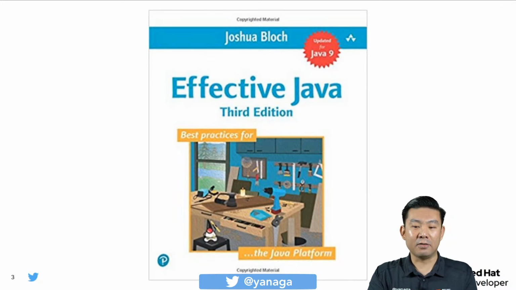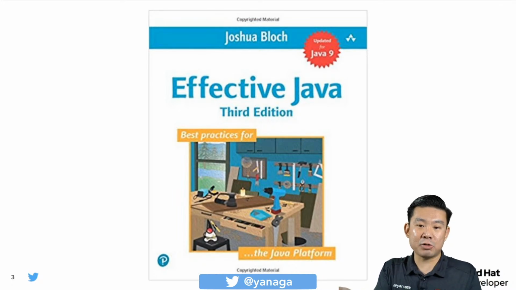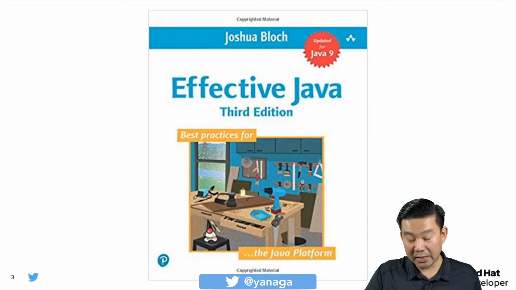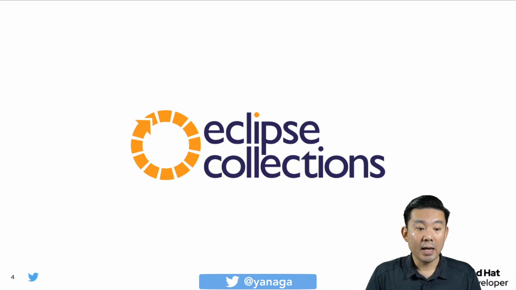Joshua doesn't deal with high-level frameworks and abstractions that you need to deal with when trying to handle immutability, but let's see how we can integrate all of this stuff.